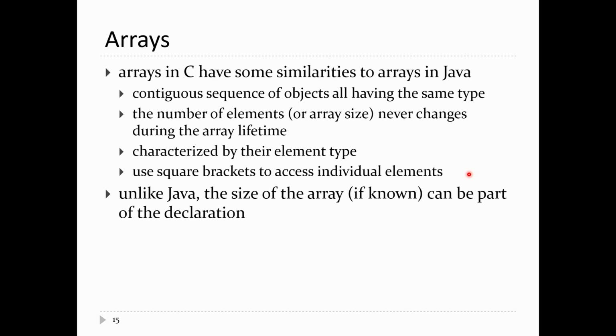Now, unlike the Java array, there's no method, there's no field called length on the array. In Java, you can write a.length, and that gives you the length of the array. In C, that doesn't happen. Also in Java, when you make an array, normally you use the new operator to make the array. In C, you can actually declare the size of the array that you want, and that becomes part of the declaration. I'll show you that in a second.